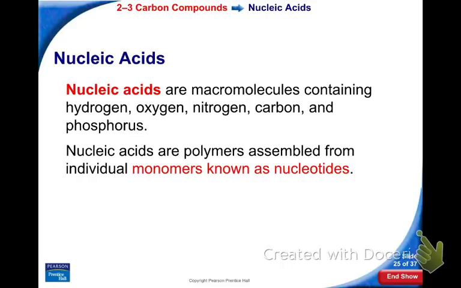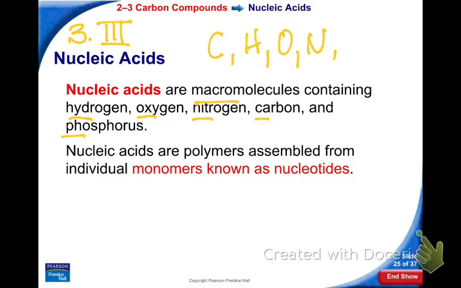Nucleic acids, this is group number 3, or Roman numeral 3 if you know your Roman numerals. Nucleic acids, again, these are macromolecules. They contain hydrogen, oxygen, nitrogen, carbon, and phosphorus. So for writing symbols, we've got carbon, hydrogen, oxygen, nitrogen, and phosphorus. And the building blocks of these nucleic acids, our monomers, are known as nucleotides.